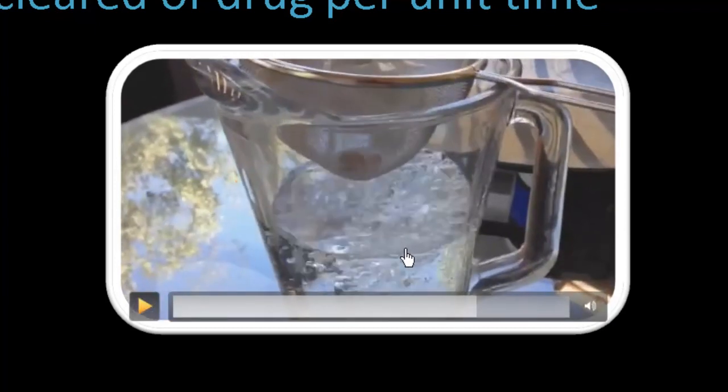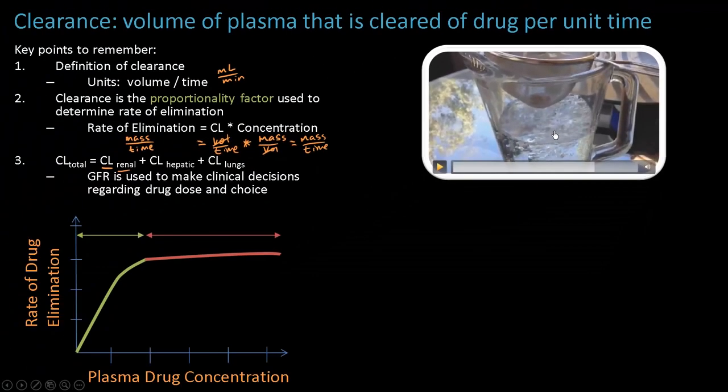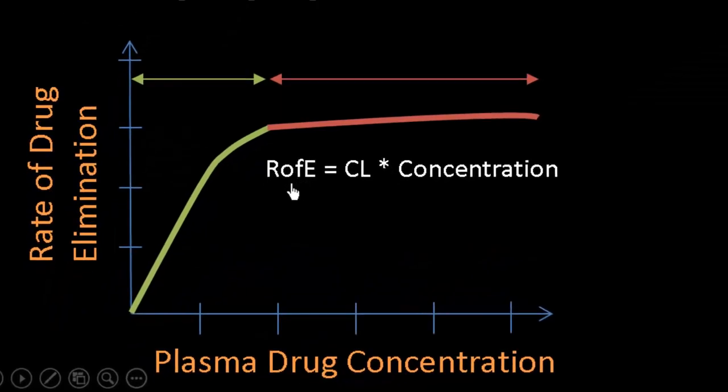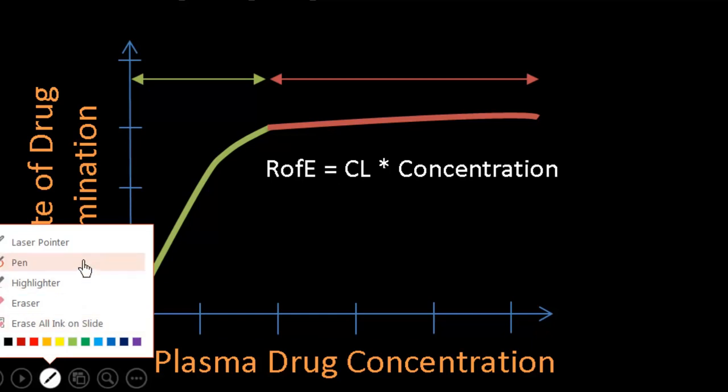Now, it's important to remember that in order to figure out how much drug I am clearing, I would need to multiply this rate of clearance by the concentration in here. And that would tell me the mass over time. Now to point 2. Clearance is the proportionality factor used to determine the rate of elimination. So here I have this equation: the rate of elimination is equal to the clearance times the concentration.